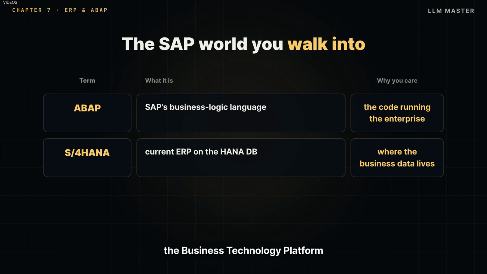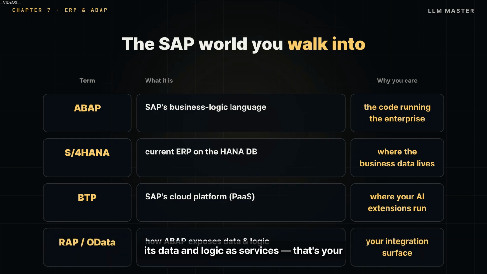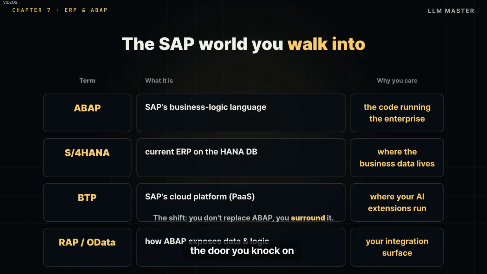BTP, the Business Technology Platform, is SAP's cloud platform, the sanctioned place to build extensions and for you to run AI. And RAP and OData are how modern ABAP exposes its data and logic as services. That's your integration surface, the door you knock on. Here's the mental shift. You're not replacing ABAP. You're surrounding it. The business logic and the system of record stay in SAP. Your job is to connect a language model to it safely through the doors SAP already provides.